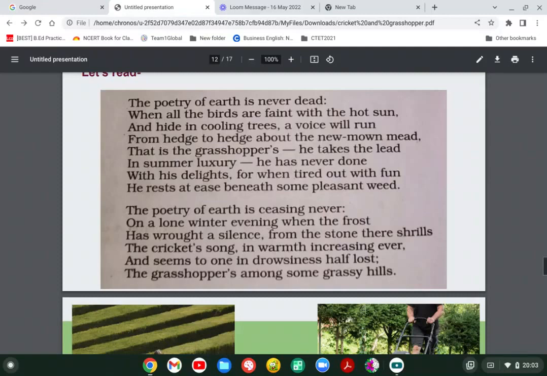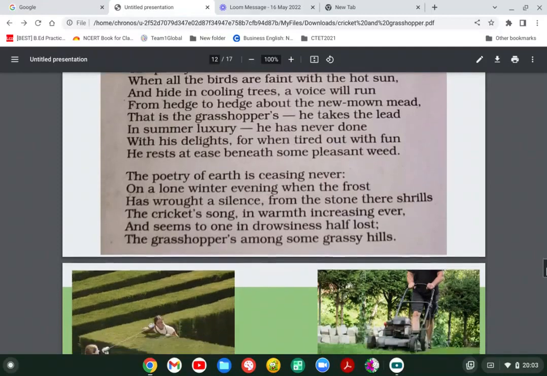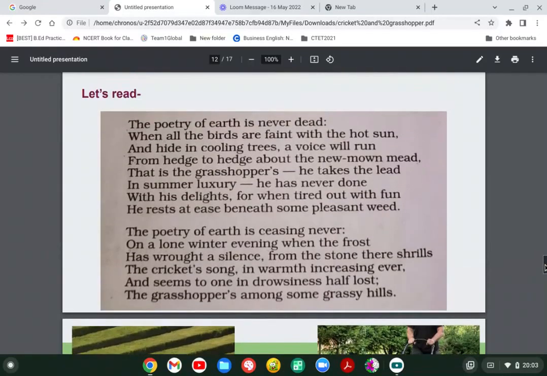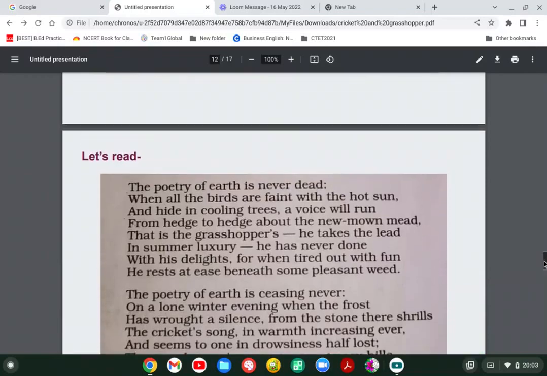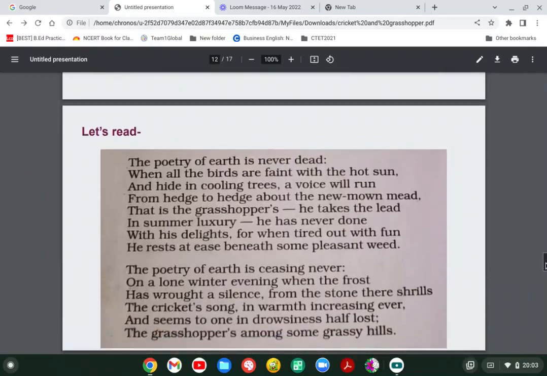Right class, no one has asked me about seeds. Yes class? Okay, that will come in the next paragraph. So we will be discussing it in the next paragraph. Okay, yes, Shubhrit, you read it.